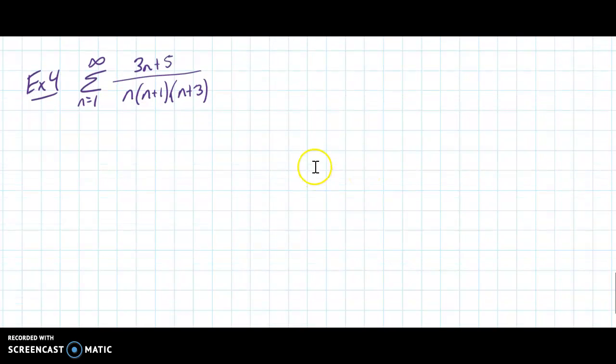So this last one, sigma n equals 1 to infinity of 3n plus 5 all over n times n plus 1 times n plus 3. For this one, I would like you to look at the degree of the top and the degree of the bottom and think to yourself, what function or what series am I going to use? What p series is going to work with this? Hopefully, you said 1 over n squared. It works great.